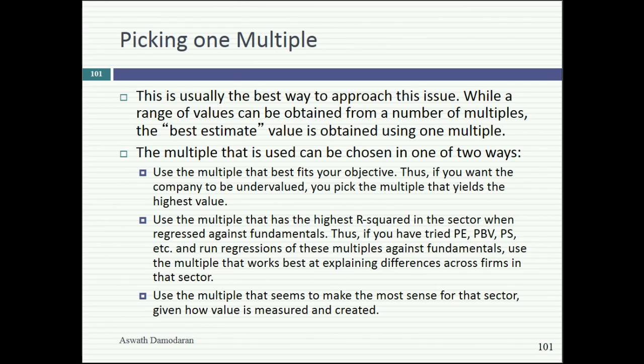The second is use the multiple. Think like a mathematician. You're saying, look, I want the multiple that best explains what's going on in this sector, in this group. How will you find it? You take the 30 multiples, you run regressions, maybe not on all 30, but on 10 or 12 or 15. You pick the multiple that has the highest R squared.